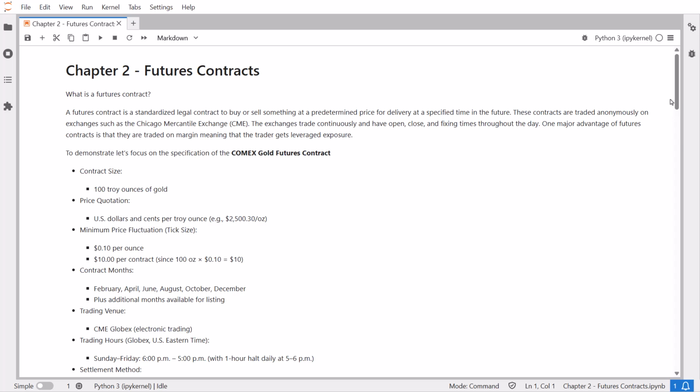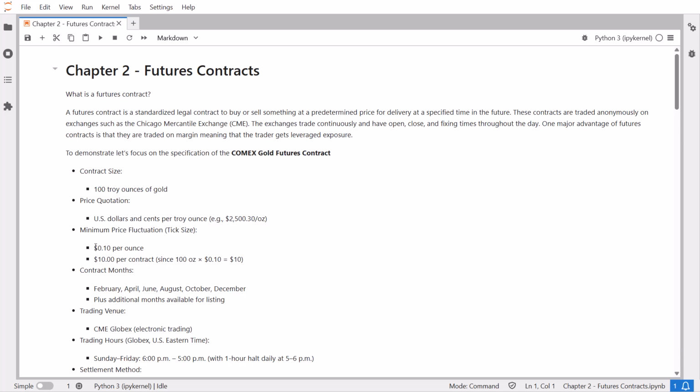To demonstrate, let's focus on this COMEX gold futures contract. I'm going to run through what you'll be faced with if you're buying or selling one of these contracts. You'll have the contract size, which is the number of troy ounces of gold that you want to receive or deliver in the future. There is the price the contract is trading at. So maybe it's trading at $2,500.30 per ounce.